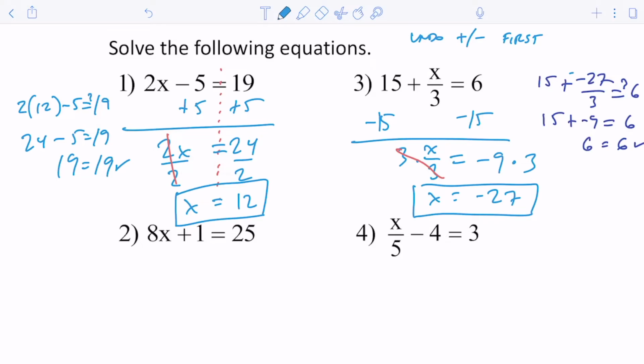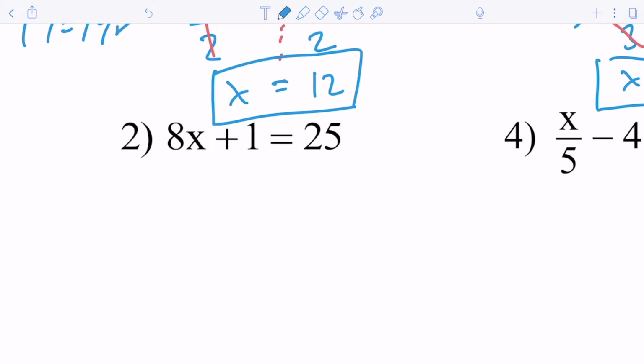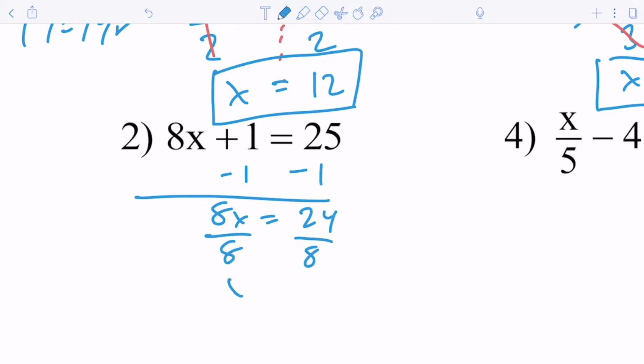Okay, let me zoom in a little bit for some of these other ones. 8x plus 1 equals 25. So I'm going to subtract 1 on both sides. You have 8x here. This is equal to 24. Divide both sides by 8. And x equals 3. Okay, and then I'm kind of just doing this in my head. 8 times 3 is 24, plus 1 is 25.